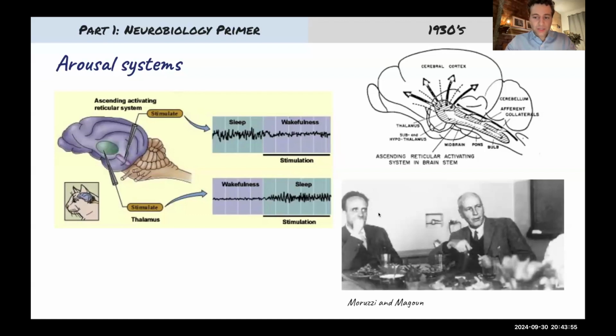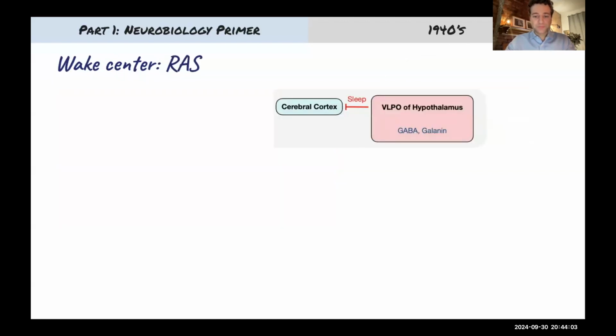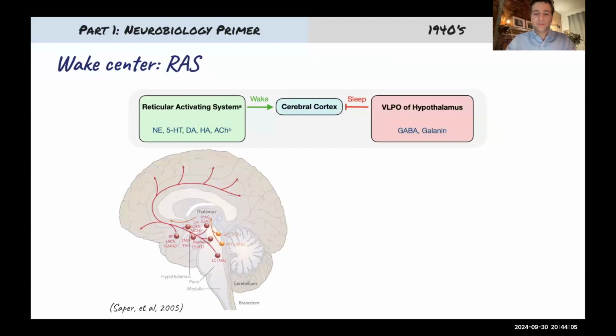It's a collection of numerous projections and their nuclei, mostly monoaminergic, that stimulate a state of arousal throughout the brain. So here comes the second pillar of sleep-wake neurocircuitry, the reticular activating system. We see here that norepinephrine, serotonin, dopamine, histamine, and acetylcholine are all involved in this network.